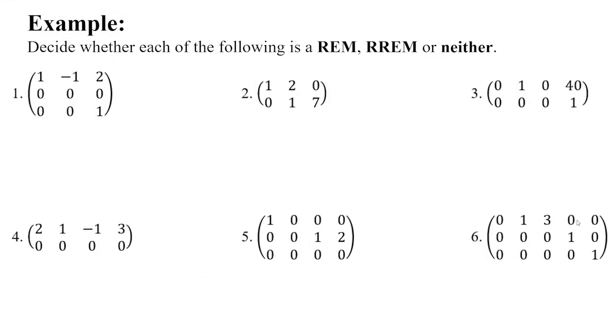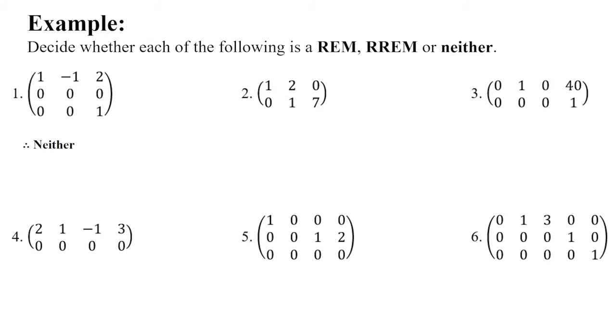Okay, so now I will discuss some examples on how to determine whether the matrix is a REM or RREM. For the first matrix, we can see that there is an all 0 row at the second row, so it doesn't meet the criteria of REM. This is because all 0 rows must be placed at the bottom of the matrix, so it is neither. Now for question 2. We can see the leading one at the lower row is further to the right compared with the leading one in the upper row. So it is a REM.